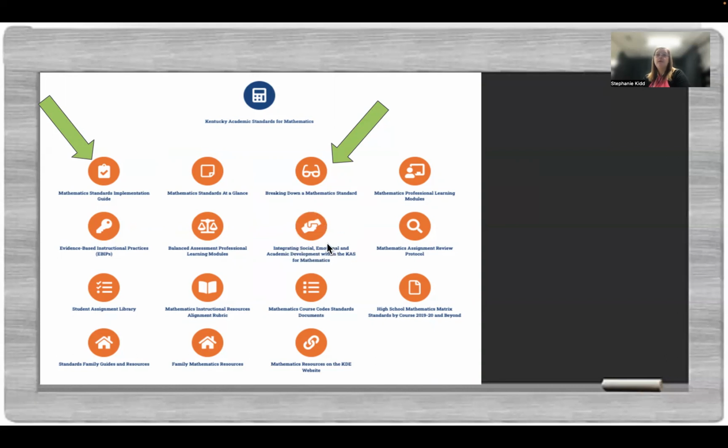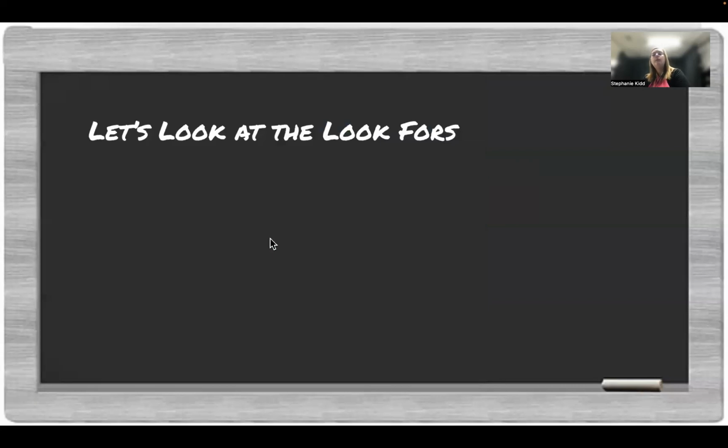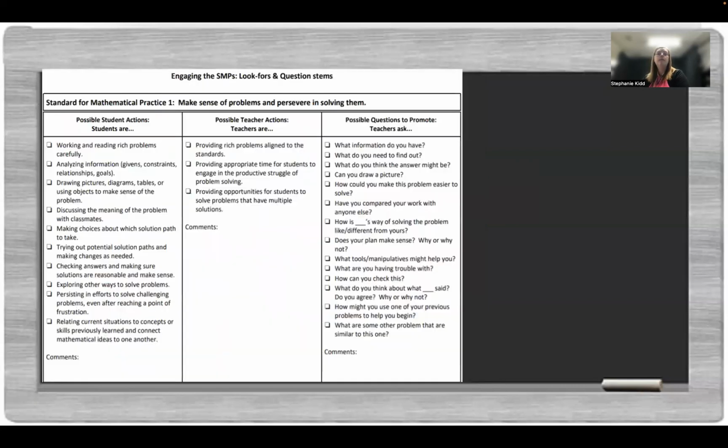So if you have any questions about social and emotional, this is an area that you can go to talk about how that is affected in mathematics. So let's look at our look-fors first. This is what it looks like. So I've just brought up one of these, but they have all 8.